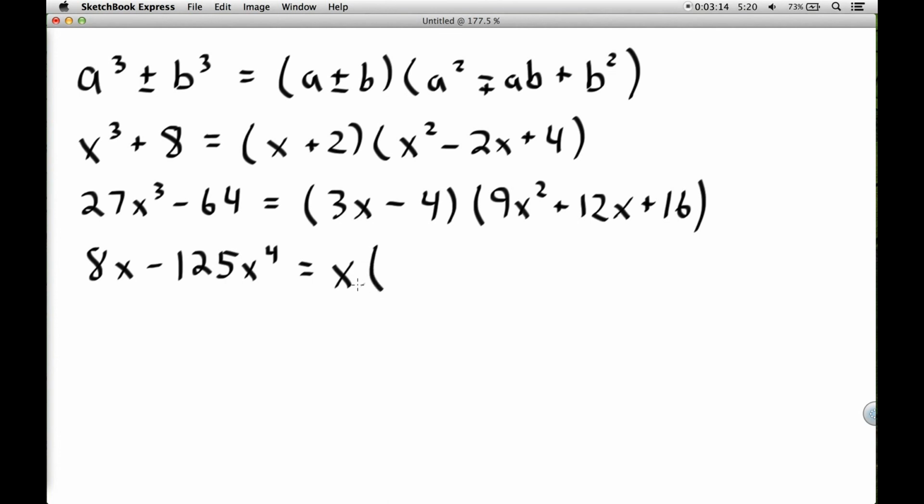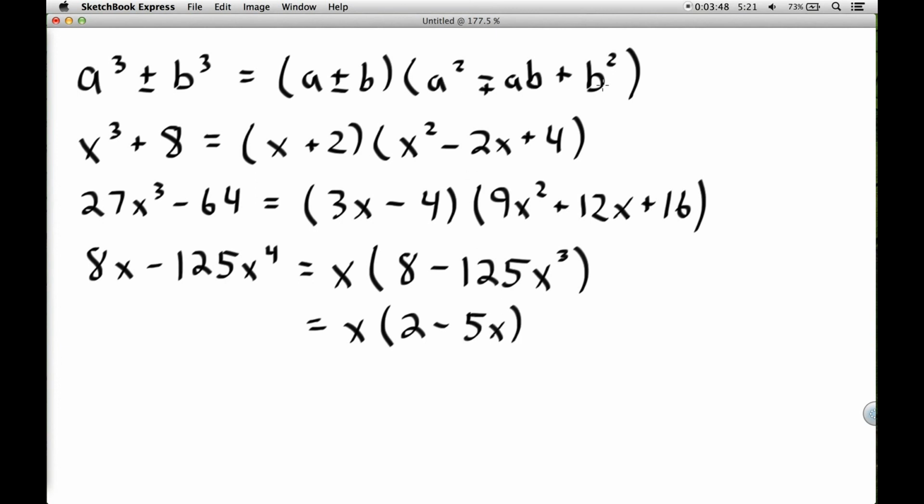Always do standard factoring out of terms before anything else. So we factor out an x, we're left with 8. And now over here we factor out, this 4 reduces by 1, so 125x cubed. And now that we have this, we can apply this formula. We have a cubed minus b cubed. So this is going to be x on the outside times a minus b. So 2 minus 5x. A squared plus ab plus b squared.